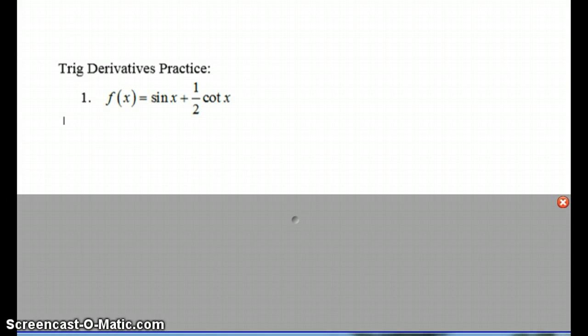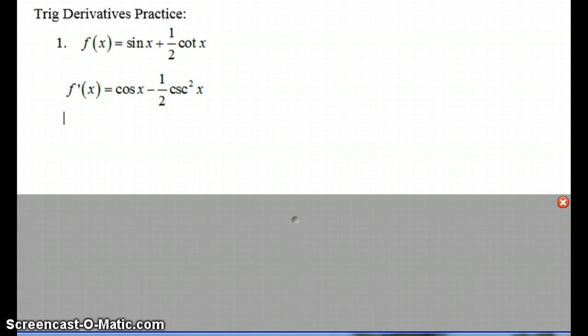In number 1, I have 2 pieces. I can take the derivative separately of each one of those pieces. The derivative of sine is cosine. The derivative of cotangent is negative cosecant squared.